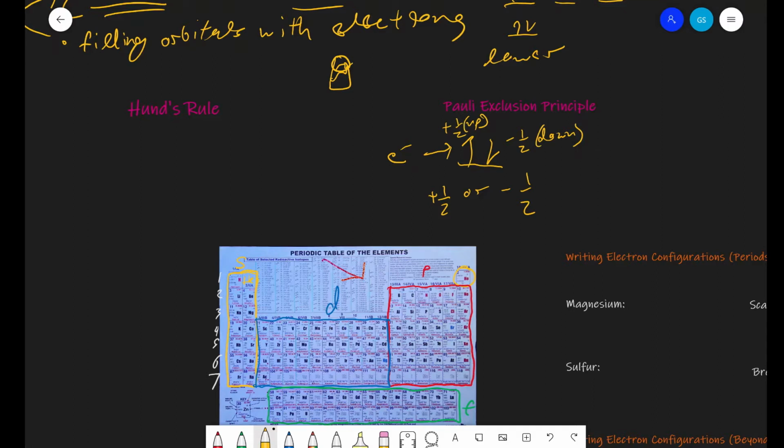So that's the Pauli exclusion principle. In every orbital, there's a maximum of 2 electrons, and each must have an opposite spin. So max 2 e, each must have opposite spin.